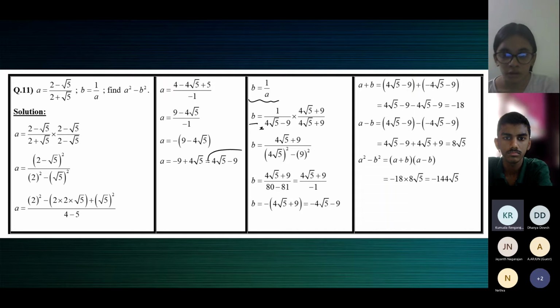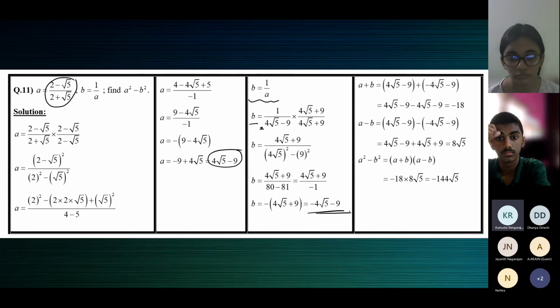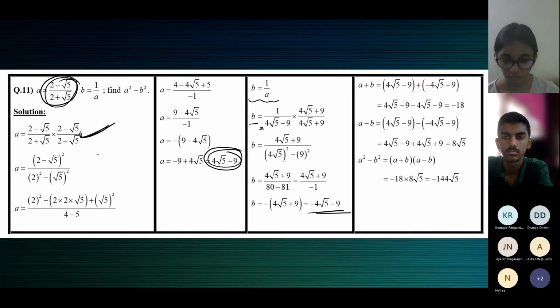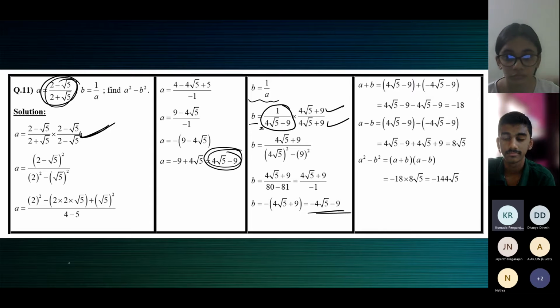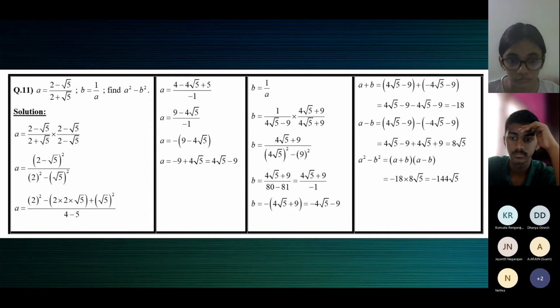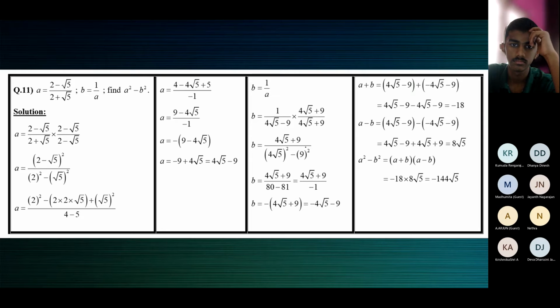Now we have A here, and we have A here also. Which A to take the reciprocal of? Anything you take, you will get the same answer. I have taken this one. You can also take this and perform a procedure like this to rationalize the denominator. So B is equal to the reciprocal of A, so 1 by 4 root 5 minus 9. We multiply and divide by the conjugate.